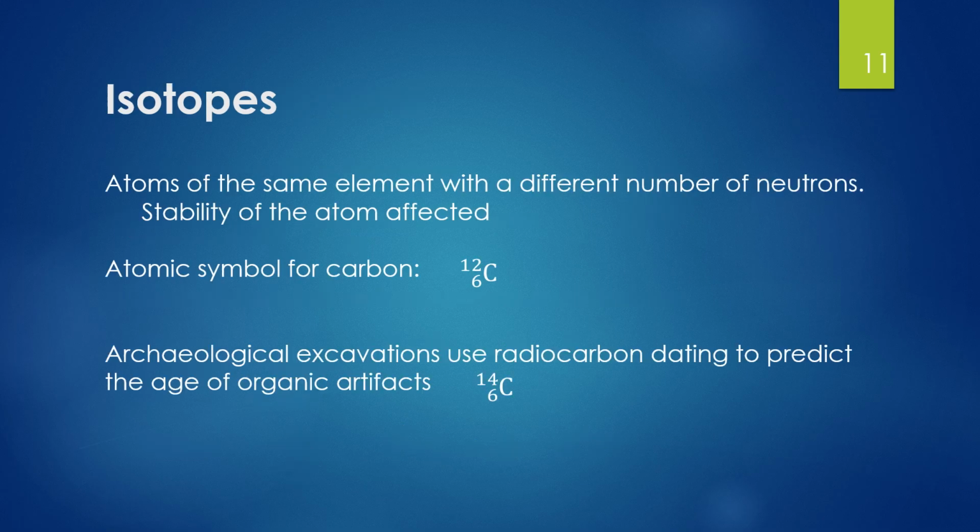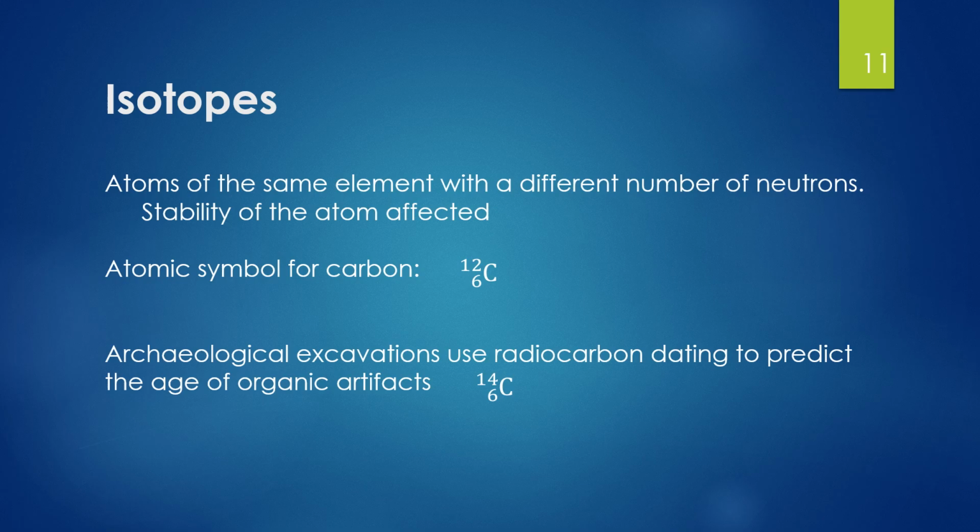So next we're going to look at isotopes. On the previous slide, we looked at atomic symbols, which I said are representations of isotopes. So what exactly is an isotope? An isotope is atoms of the same element that have a different number of neutrons. So since they have a different number of neutrons, that means they're going to have different mass numbers. Now, having a different number of neutrons can affect the stability of an atom.